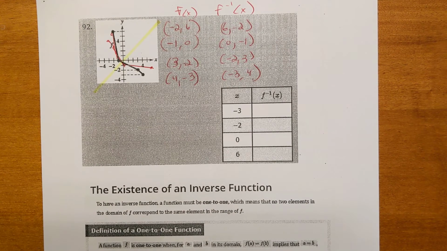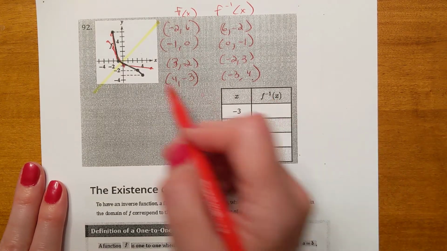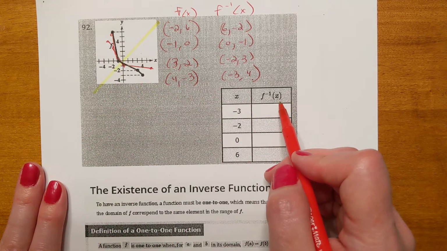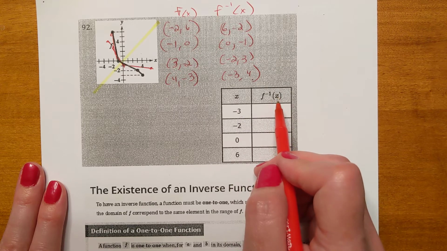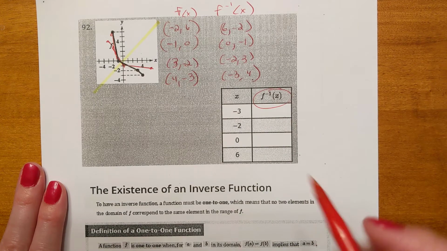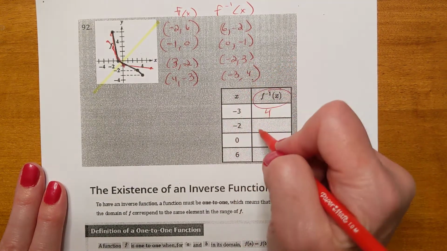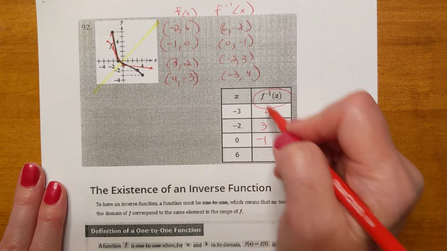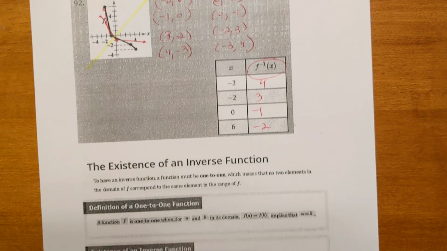The whole point, though, is that we overachieved with what we did. All they wanted us to do is say where the new points were for the inverse. Here's the original f. Where are the new points? Well, if x is -3, the inverse's y value, remember, that's a fancy way of saying y, became 4. When it was -2, it became 3. Then (0, -1), and then (6, -2). So we're just filling in the inverse points. That's all you had to do.